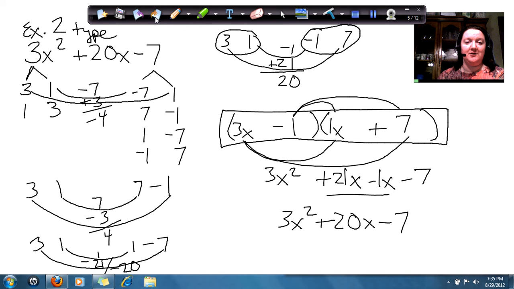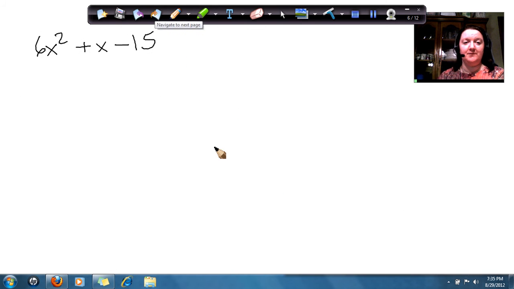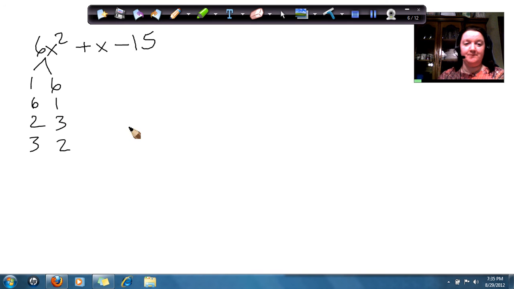Let's look at another example, like number 2. Here we have 6 and a -15. So let's think about all the factors of 6. I could have 1 and 6. I could have 6 and 1. I could have 2 and 3. I could have 3 and 2. Now for -15, here we're going to get a whole bunch of things.